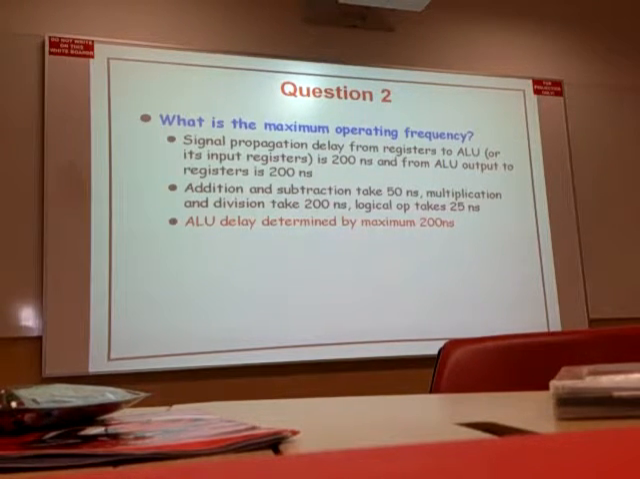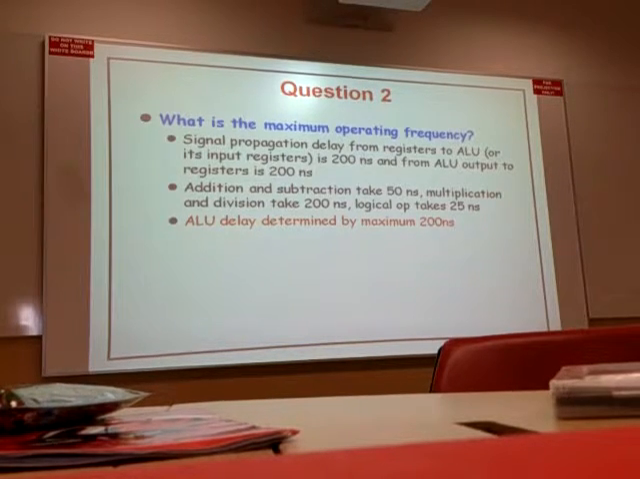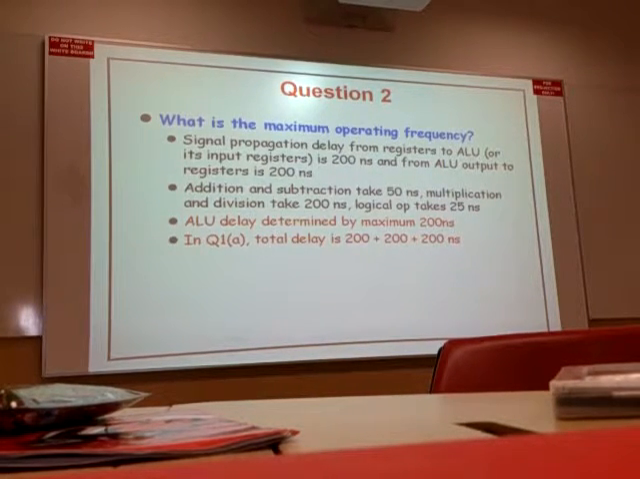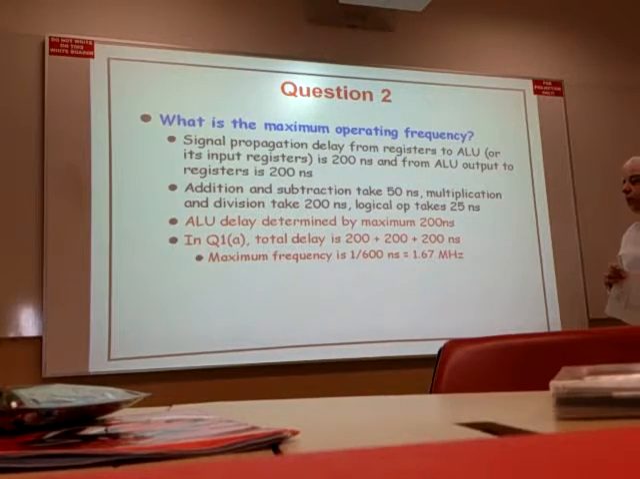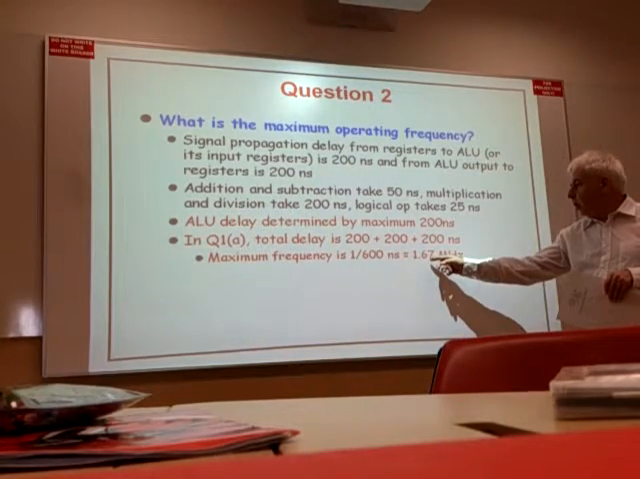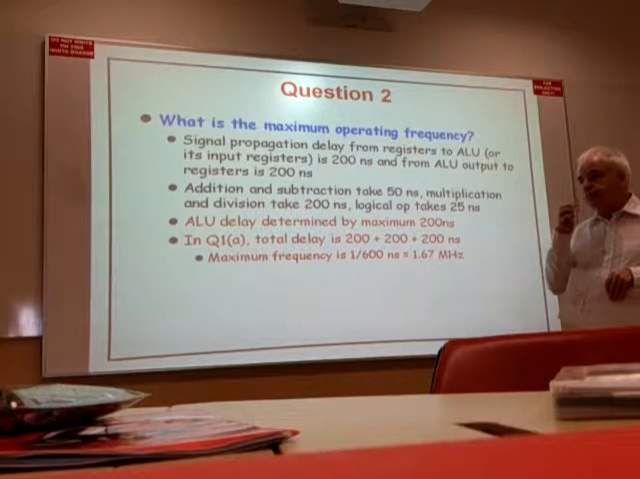Okay, so the maximum ALU operation, or maximum ALU delay, is 200 nanoseconds, because the biggest can cover everything. So therefore, for this architecture, the total delay is 200 from the registers to the ALU, 200 ALU delay, and 200 from the ALU back to the registers, which is 600 nanoseconds. So the maximum frequency we can operate at is going to be 1/600, or 1.67 megahertz.